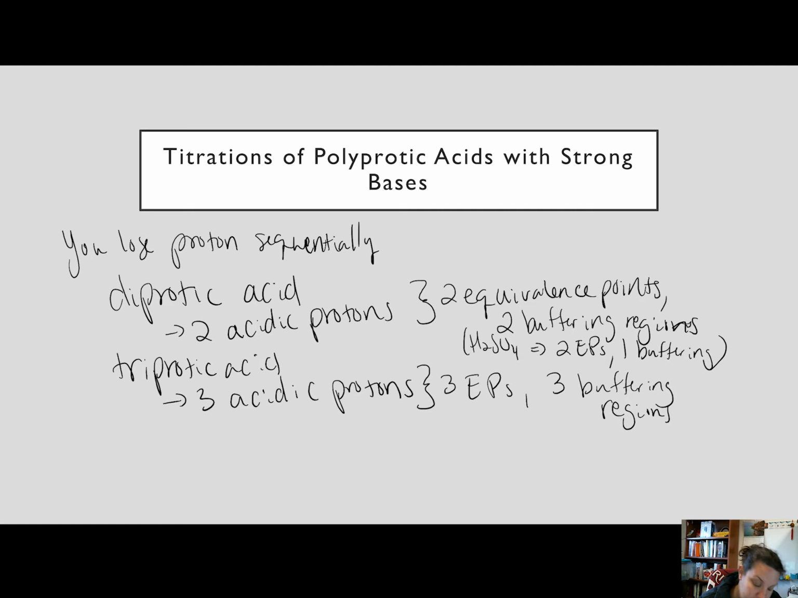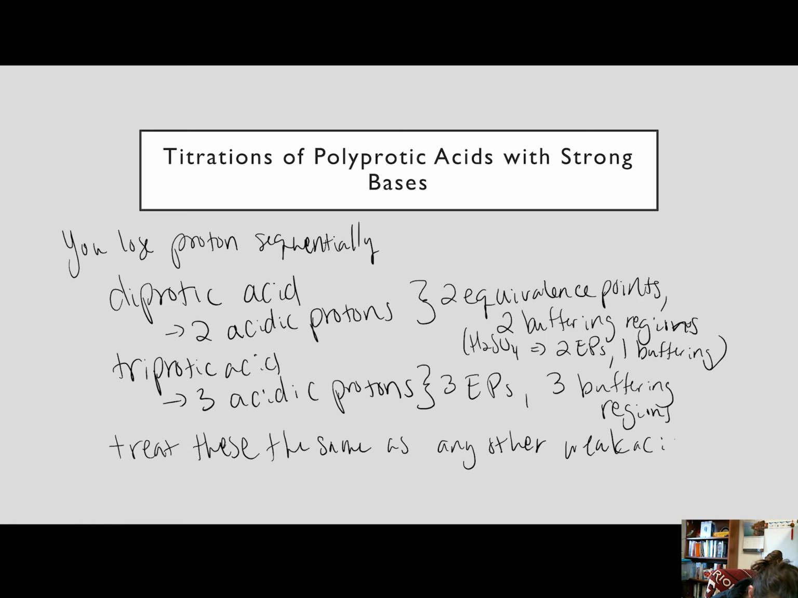Okay, so you generally treat this the same as you treat any weak acid. Again, H2SO4 is different, but you're going to treat these the same as any other weak acid, except H2SO4, which is strong to begin with.